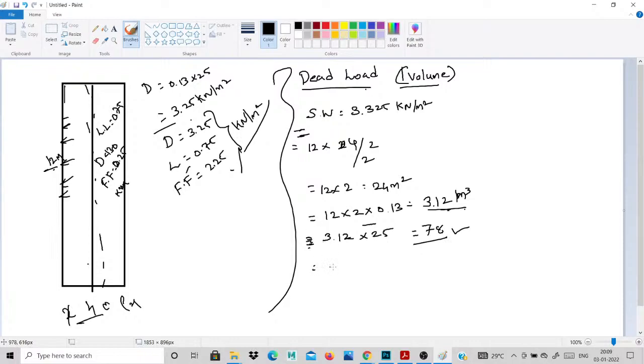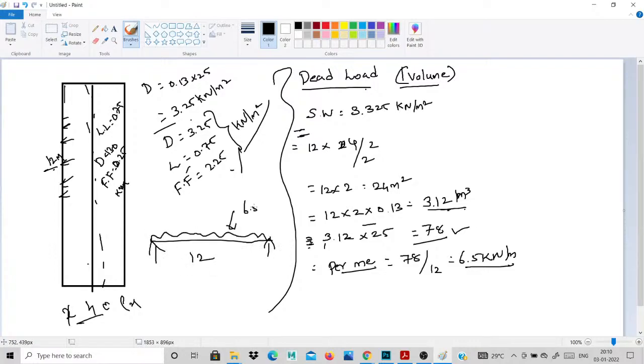Then how to calculate the per meter? Per meter means all weights are per meter. 78, our total length of the beam is 12. I simply go for 78 divided by 12, which is 6.5 kilonewton per meter. This slab is 12 meter. I simply draw this 6.5 kilonewton per meter. It's a dead load. I calculated only the dead load.